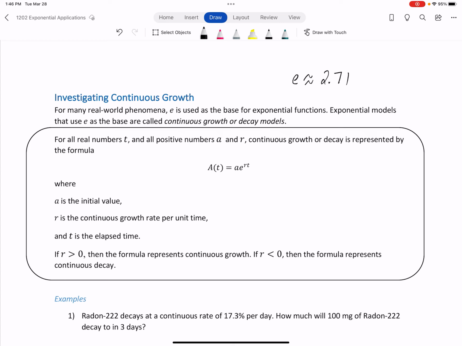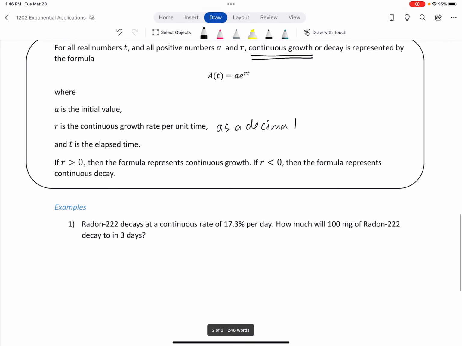So this says for all real numbers and positive numbers A and R, continuous growth, so only use this model when you see that word continuous, is represented by this formula. Look, see, A is still the initial value, that amount in the front. R is the rate, again, as a decimal. And T is the time. If R is positive, then I'm growing. If R is negative, I'm decaying.